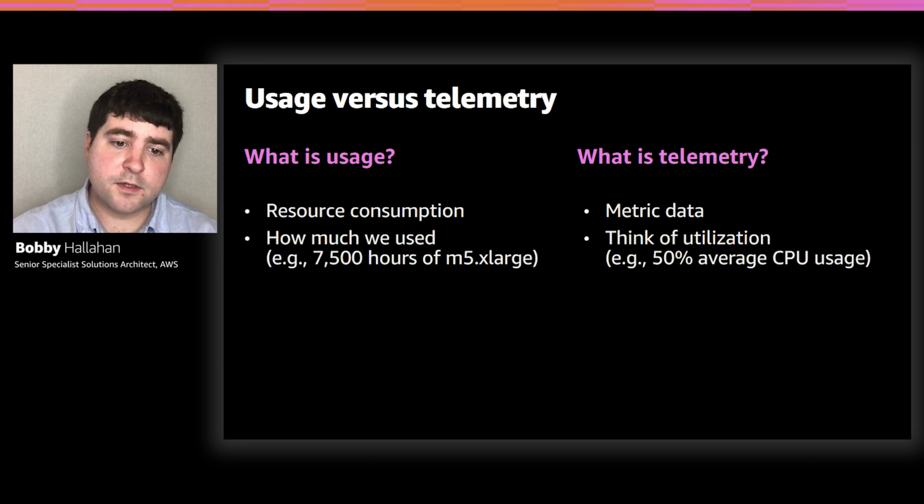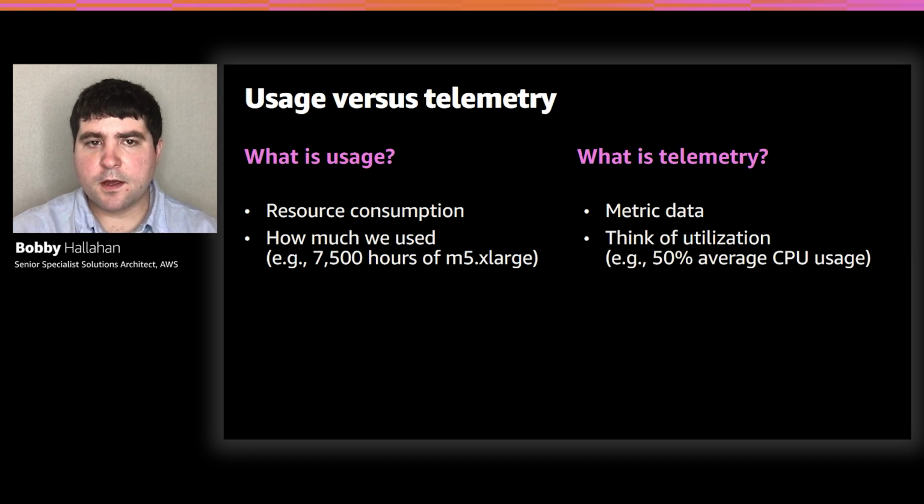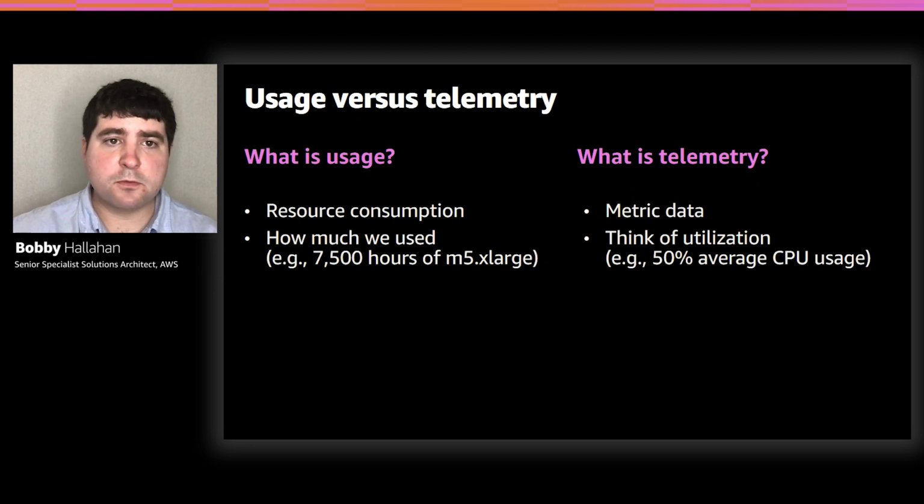Now, when we think of telemetry, we want to think of plainly metric data. So CPU usage, memory usage, utilization, that is. So, for example, if we think of those 7,500 hours of an M5 XLarge instance running, hour over hour, what was the average CPU utilization during that time? Or what was the max CPU utilization during that time? And once we combine those two data points, this is where we can start answering that question of what we have provisioned, how well are we actually using it?